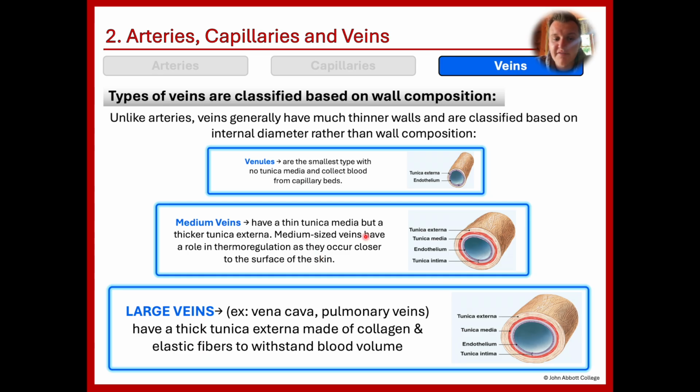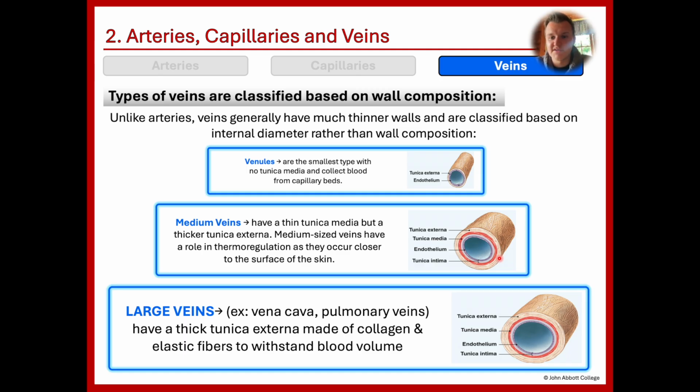The medium-sized veins actually have a role in thermal regulation as they occur closer to the surface of the skin. This little tunica media can constrict or dilate and send more blood towards the skin or less blood. So, you know, when you go for a run and you start getting very red on your face, let's say, that's because those little medium veins will open up and allow more blood to go to the surface of the skin to try to expel heat.